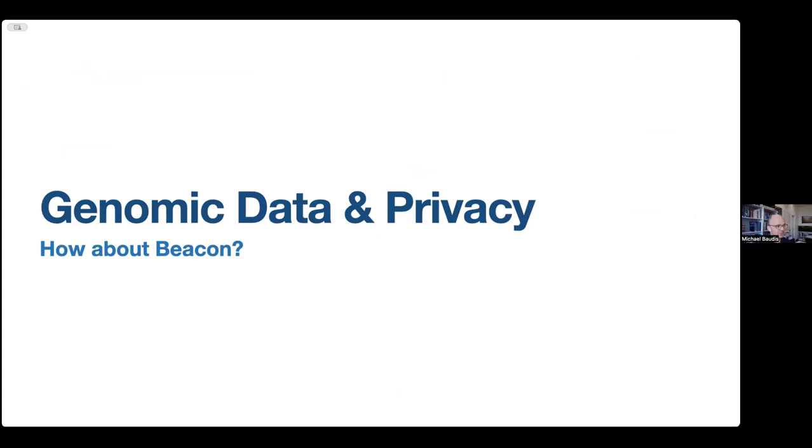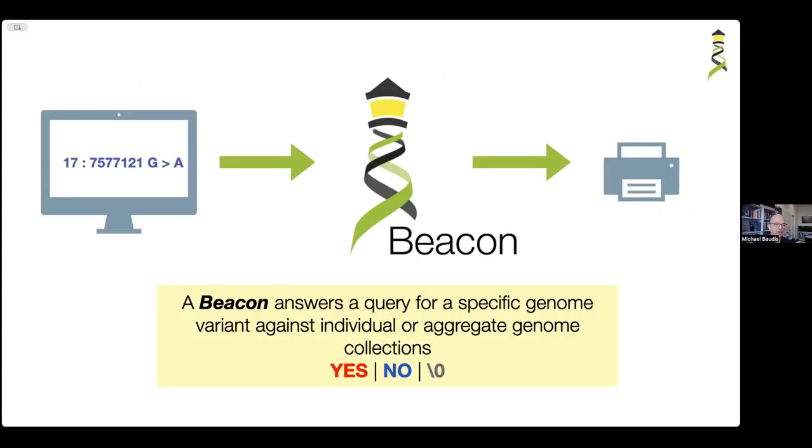Now, briefly at the end, genomic data and privacy. So Beacon, is it safe? The original query was thought to be very privacy protecting, and that's why it found such widespread adoption, because you could just query against these variants even in aggregate data.